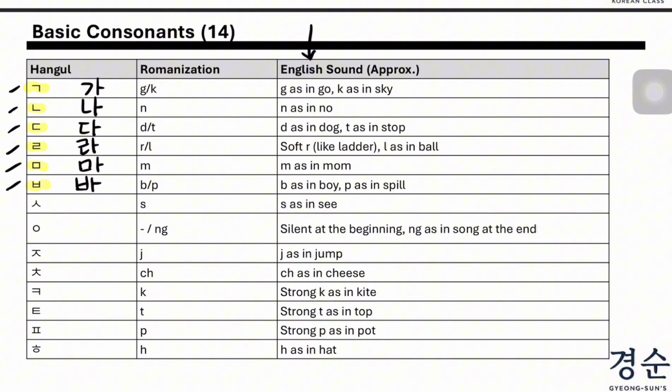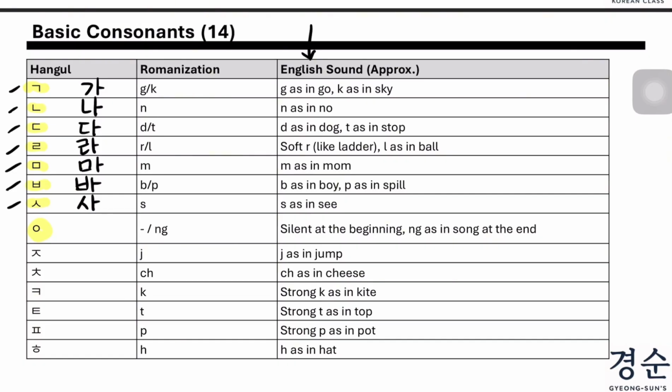Okay, and the next one is very simple. It's our S here. So this is the S as in C. If we put S and A, it sounds sa. Okay, sa. And this one is the interesting one.